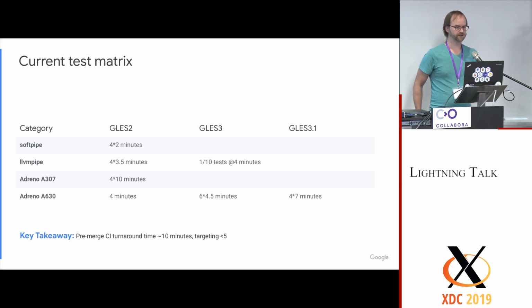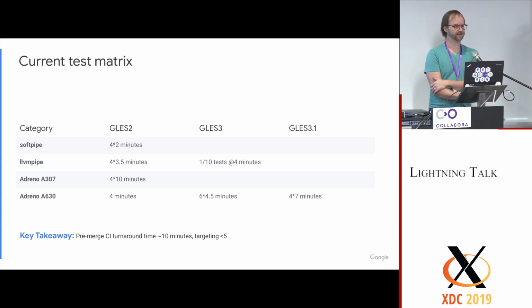LLVM pipe, we do GLES2 and a fraction of GLES3. Unfortunately, LLVM pipe is rather slow at compiling the GLES3 CTS shaders. You can disable optimization, but I'm not sure how much value there is in running tests outside of the mode that end users will actually see. That seemed kind of silly to me, so I haven't bothered. Instead, I'm just doing a fractional run. I shard the test list 10 ways and just run one of the shards. So we can get that done in about 4 minutes.